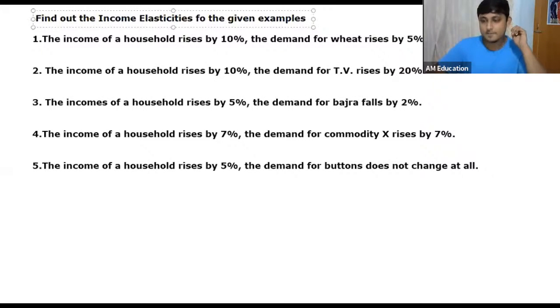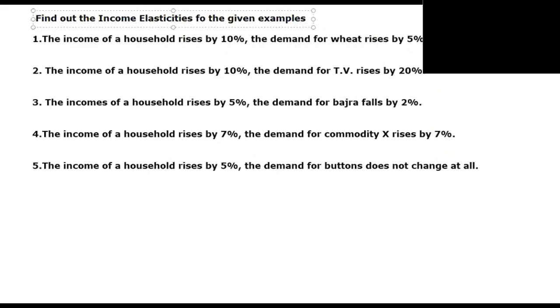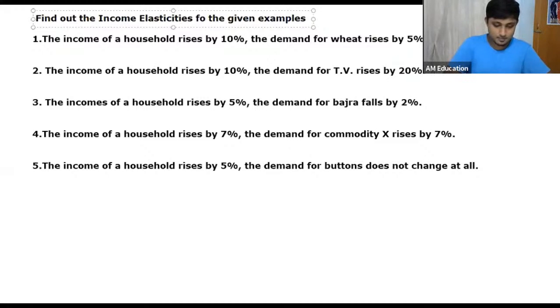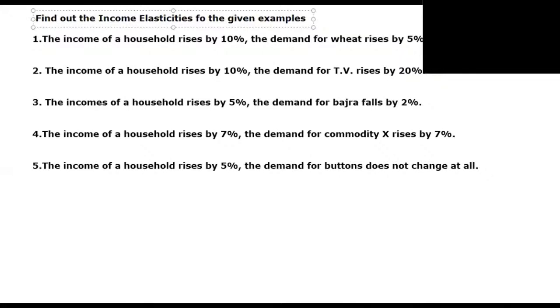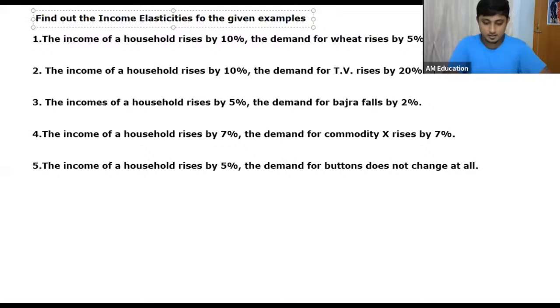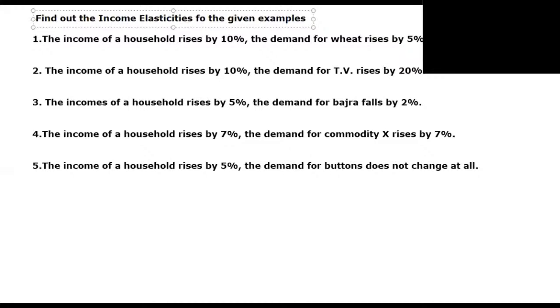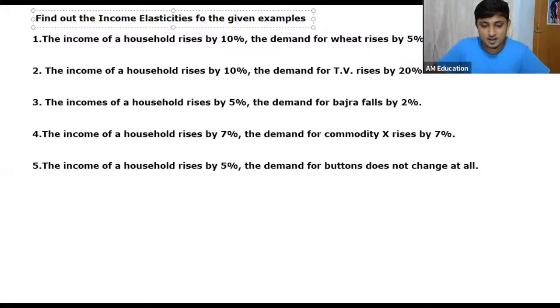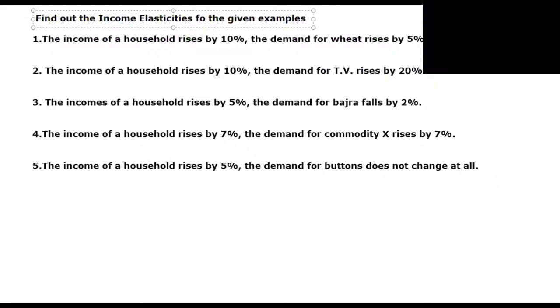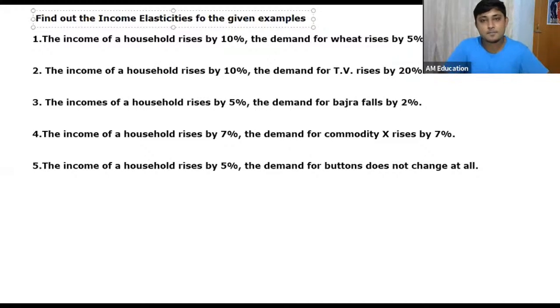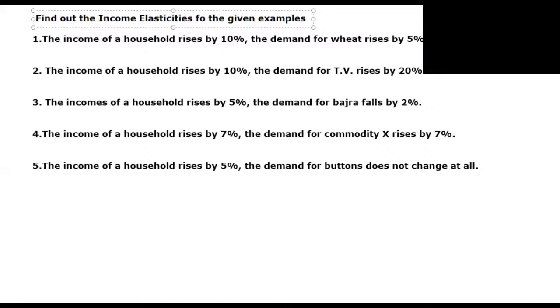Who's the next one? Bhavani. Income elasticity is 3. And this is positive. It has a positive income elasticity, which means this is a luxury good. Exactly. TV is a luxurious good or not? Yes, sir.